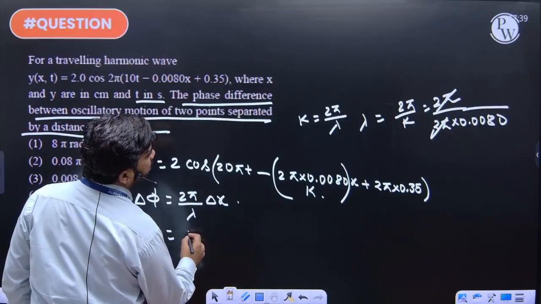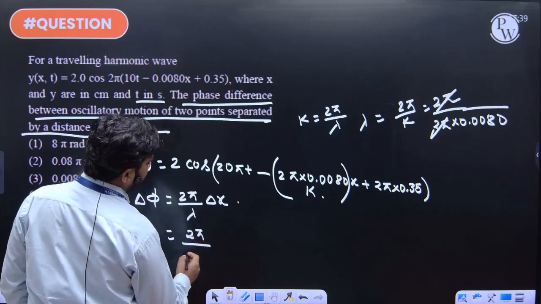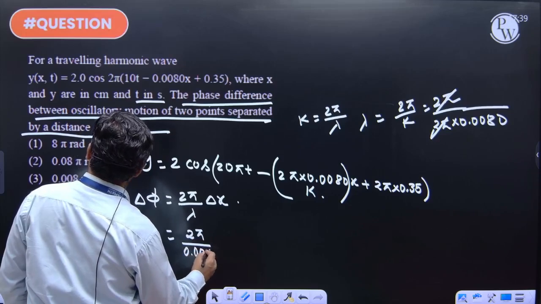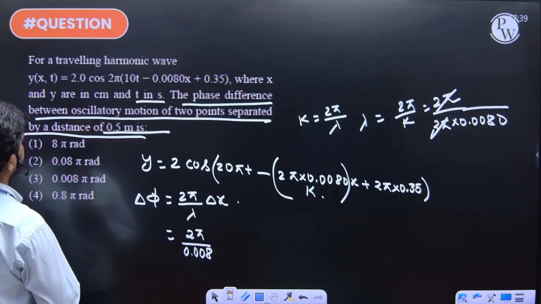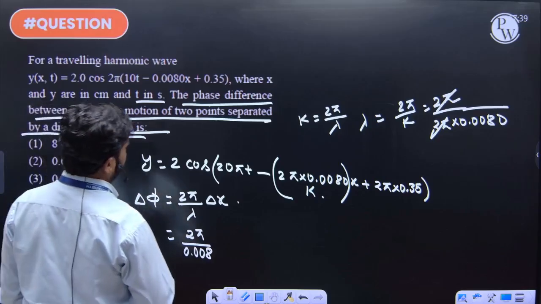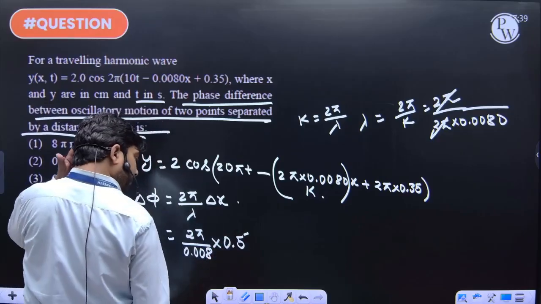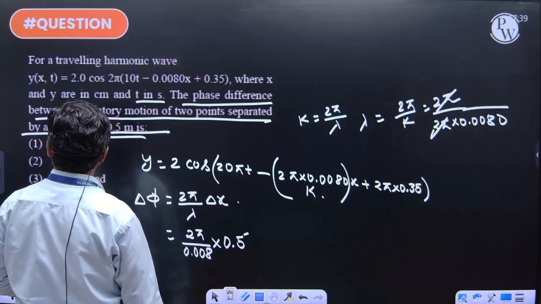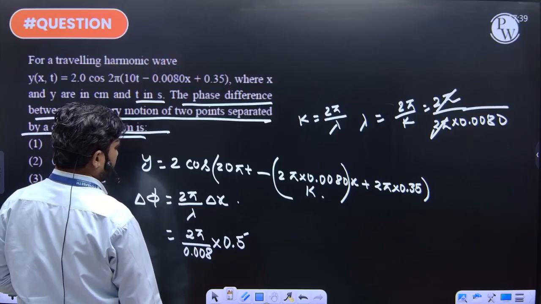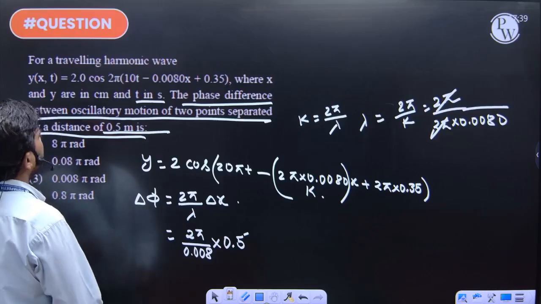So k is equal to 2π by λ, which is 0.008, into Δx, 0.5. What are they asking? The phase difference, Δφ.